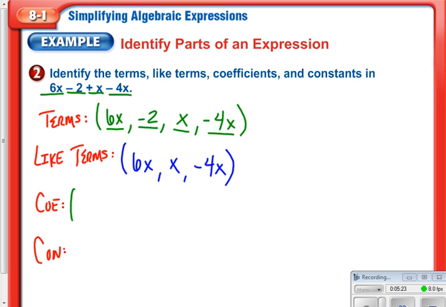The coefficient of 6x is 6. The coefficient of x is 1. And the coefficient of negative 4x is negative 4. Last piece here, constant. A constant is again a term without a variable. If you look above at that original problem, there is only one term without a variable. That is this term right there, and that is negative 2.